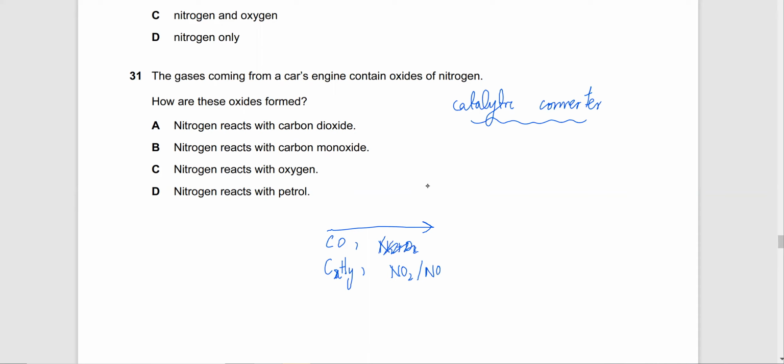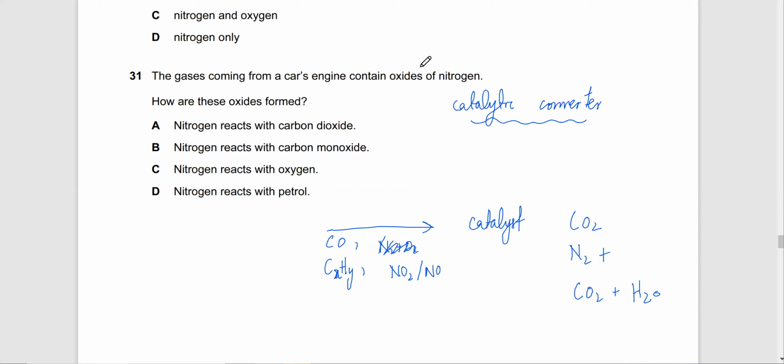So these are the pollutants. तो what does the catalyst do जो कि कार के एग्जॉस्ट के अंदर लगा होता है? What it does is it converts carbon monoxide to carbon dioxide. Nitrogen oxides they get converted into nitrogen, and unburned hydrocarbons they get converted into carbon dioxide and water molecules. ठीक है, this is what's happening. तो he's saying the gases coming from a car's engine contain oxides of nitrogen.